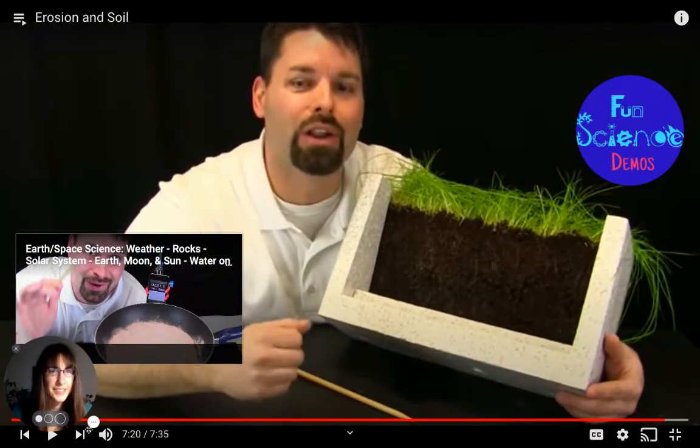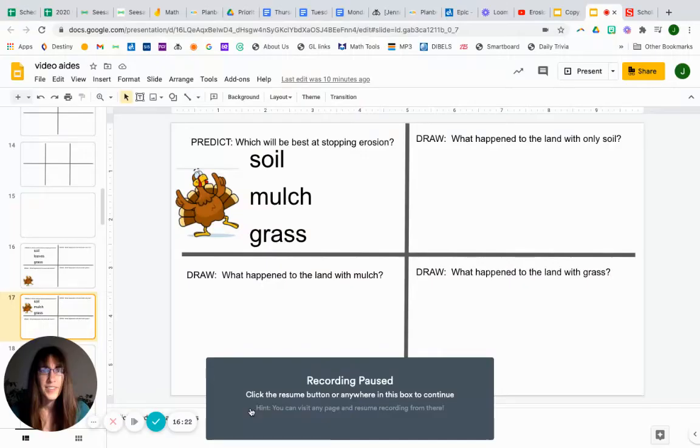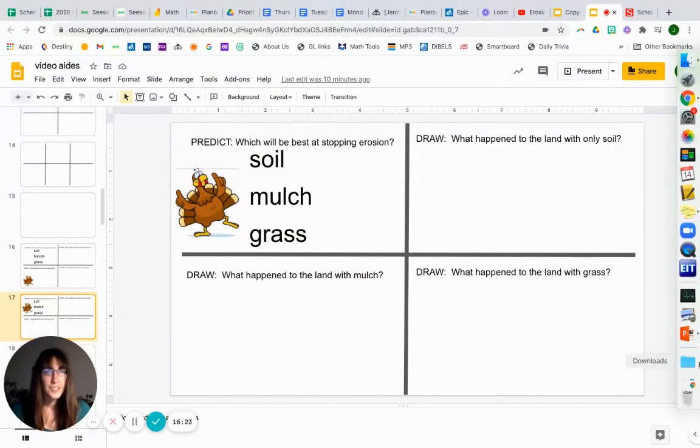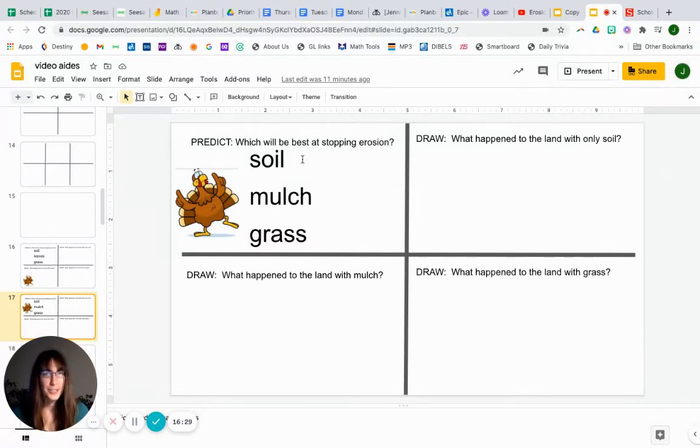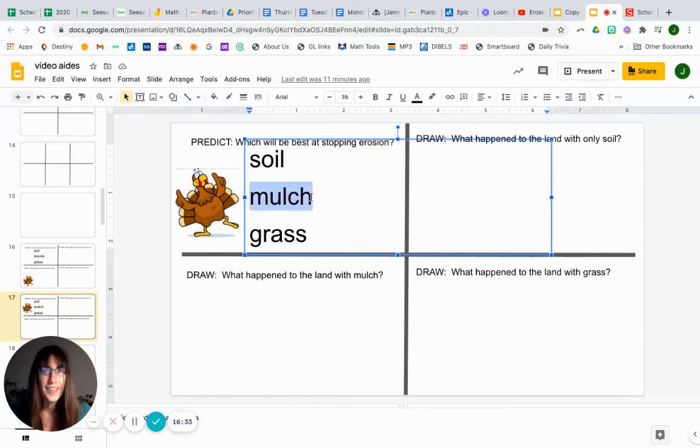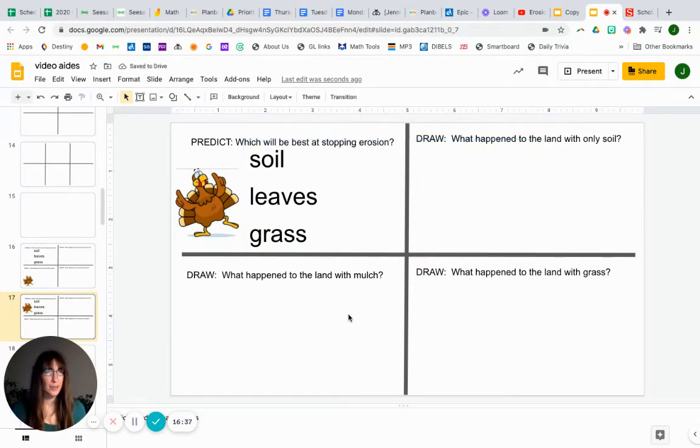All right, hang on just a second, friends. So first, let's go back here and see what you noticed. So think about your prediction. Oh, this should say leaves. Sorry, friends. So which one was the best at stopping erosion? It was the grass, right? Because the grass had roots that were in the soil, holding the soil in place, right?